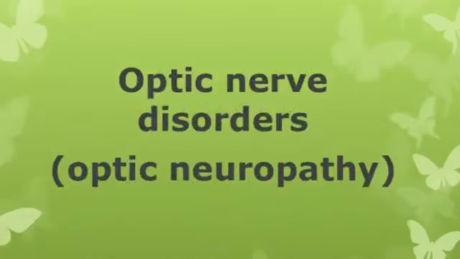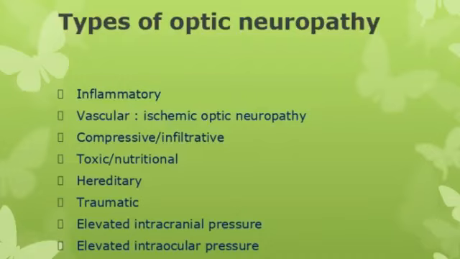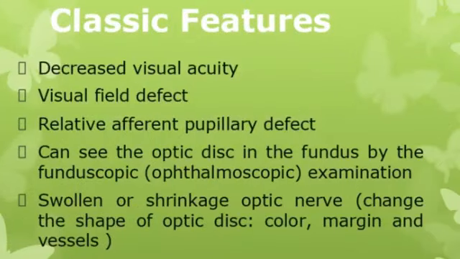Now we talk about optic nerve disorders, the concept of optic neuropathy. The types of optic neuropathy: inflammatory, vascular, compressive, toxic, hereditary, traumatic, or elevated intraocular pressure. The classical features of optic neuritis or optic neuropathy: decreased visual acuity, visual field defect, relative afferent pupillary defect, and one can see the optic disc in the fundus by fundoscopic or ophthalmoscopic examination, swollen or shrunken optic nerve, which means a change in the shape of the optic disc, color, margin, and vessels.